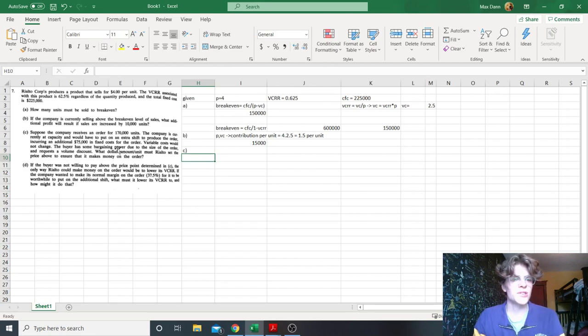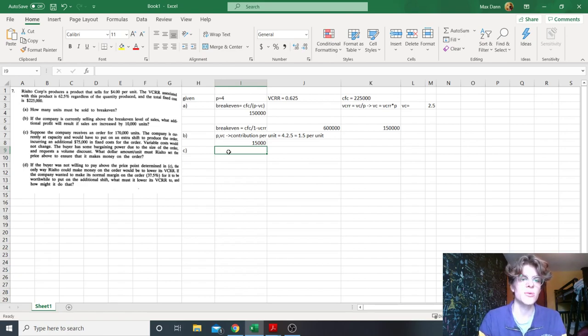Suppose a company receives an order for 170,000 units. The company is currently at capacity and would have to put an extra shift to produce the order, incurring an additional $75,000 in fixed costs for the order. Variable costs would not change. The buyer has some bargaining power due to the size of the order and requests a volume discount. What dollar amount per unit must Rialto set the price above to ensure that it makes money on the order?